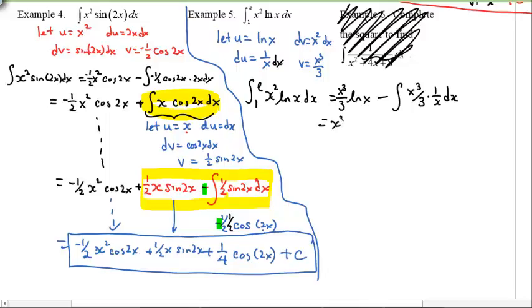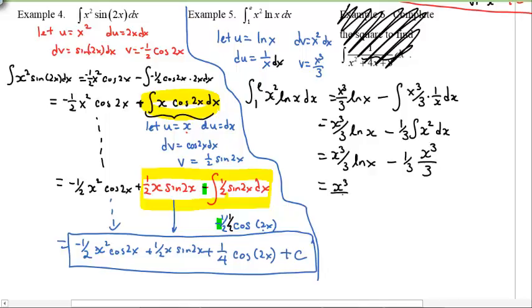Not too bad. Just simplify a little bit here. x cubed divided by x, that's x squared. So 1/3 I'm going to pull out. That's not bad. I know how to find the integral of x squared. That's just x cubed over 3. So x cubed over 3 natural log x minus 1/3 times x cubed over 3, guess that's 1/9.